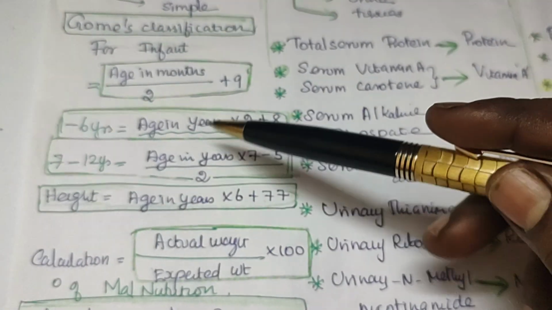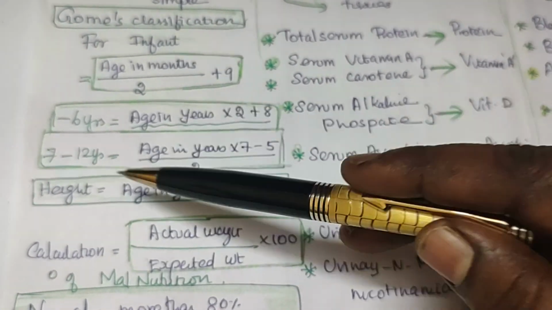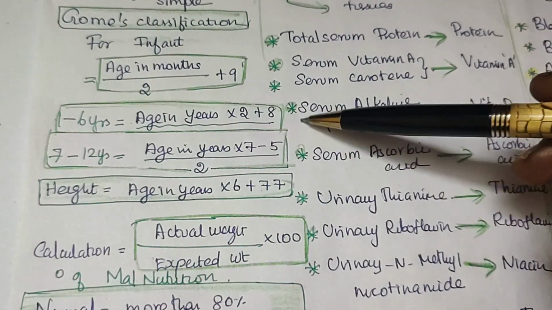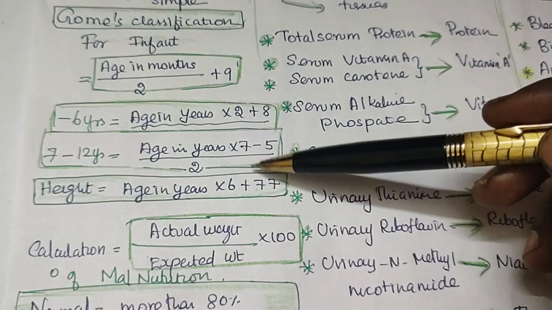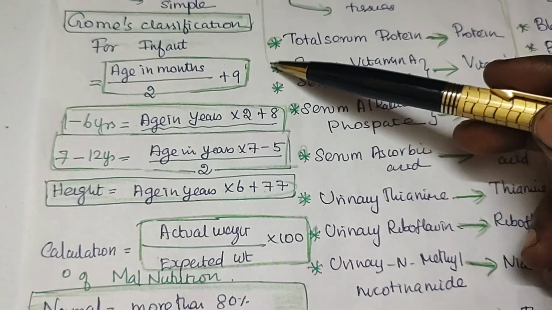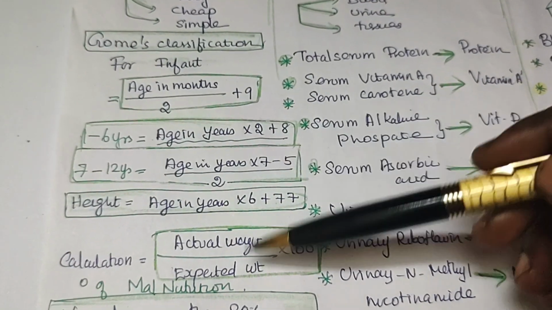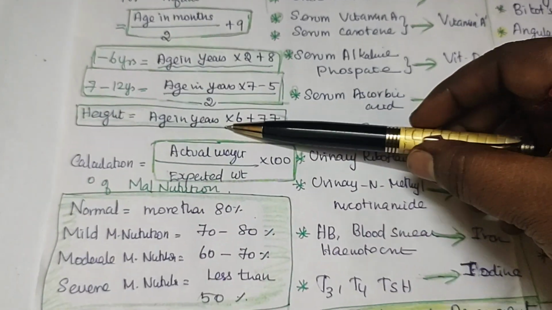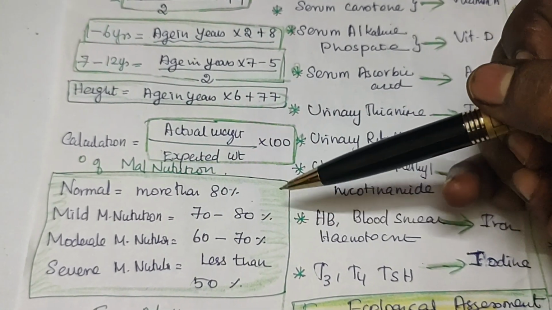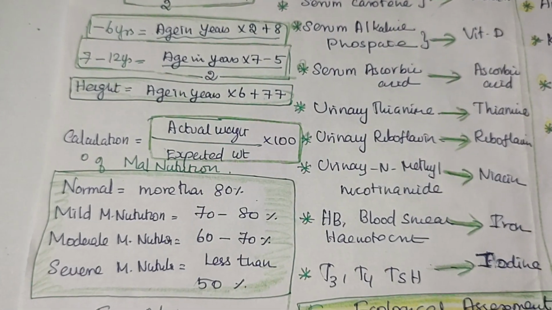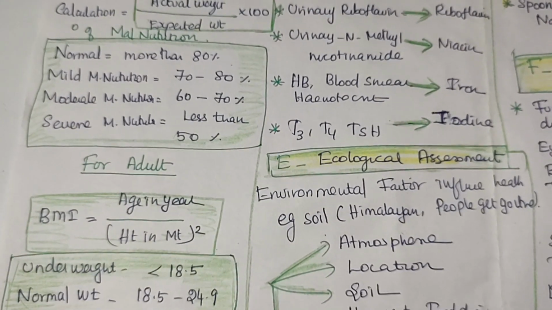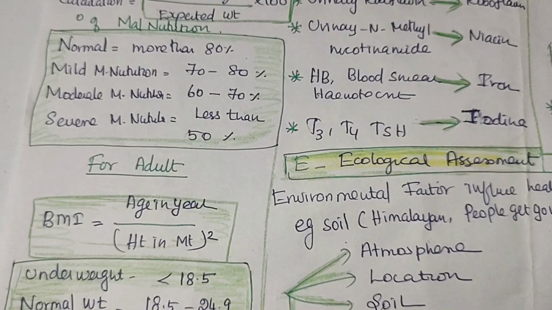This is the formula for 1 to 6 year and 7 to 12 year children. For 1 to 6 years: age in years into 2 plus 8. For 7 to 12 years: age in years into 7 minus 5, divided by 2. So these are the expected weights in the Gomez classification, and you can take the actual weight, and once it comes within the range you can divide into normal, mild malnutrition, moderate malnutrition and severe malnutrition. Malnutrition is a very important one. This is the Gomez classification we can follow.